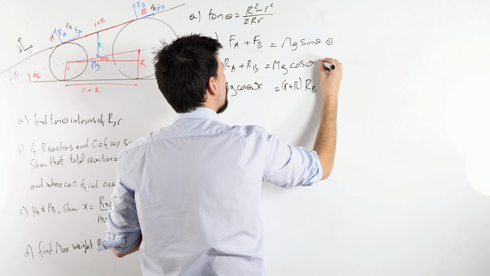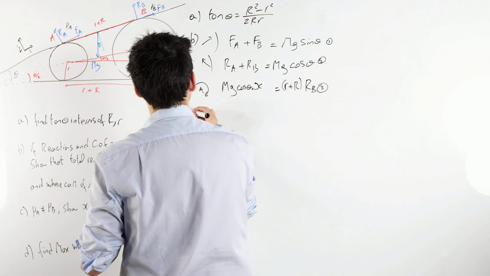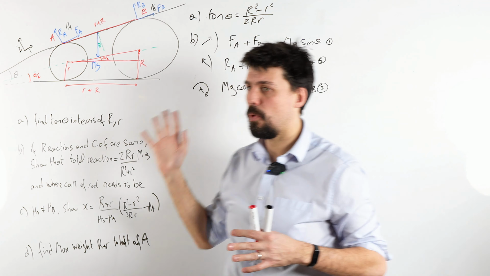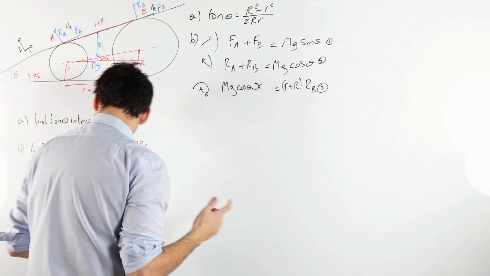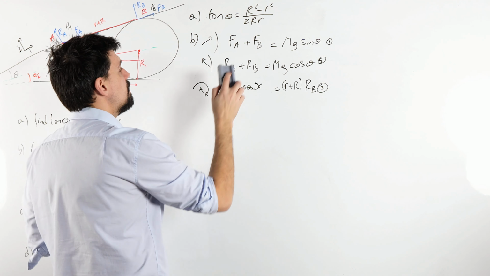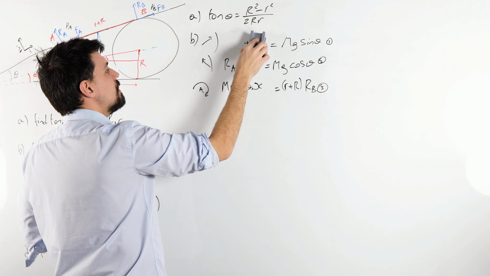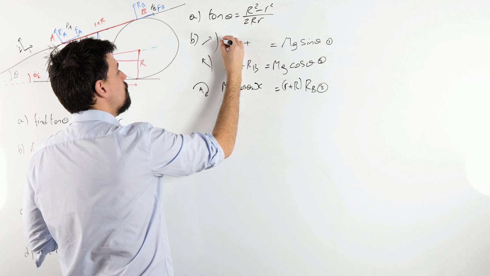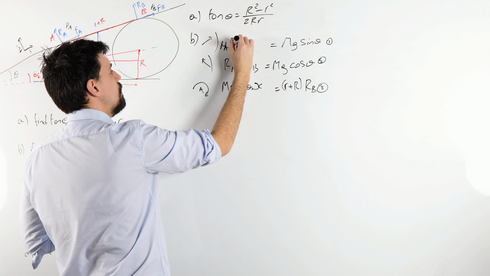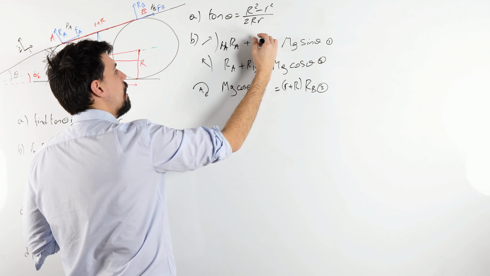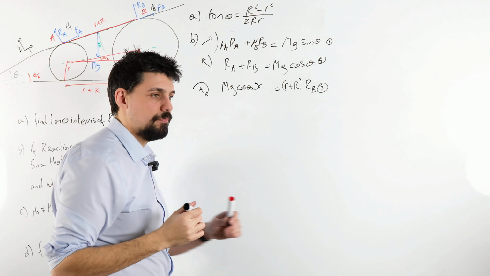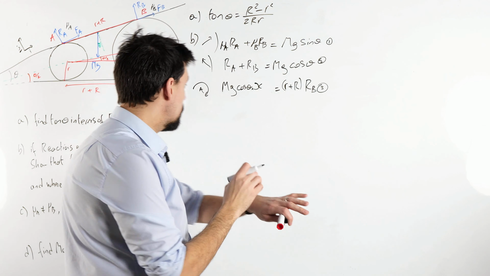So equation 1, equation 2, equation 3. Now that is true no matter what. These are going to be my basic equations of motion, and in fact, like I said, the question doesn't explicitly point this out, but we've got to assume we are in limiting equilibrium, because otherwise we can't use the mu's. So that is mu_A R_A, and that is mu_B R_B. So far, so good.